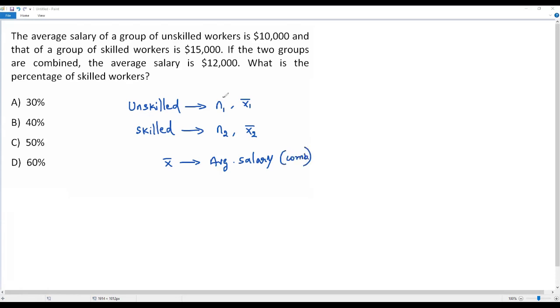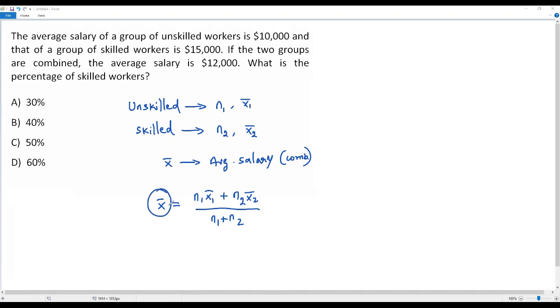Here we have the number of values and average of two groups. In that case, there is a formula to get the combined average X bar. Let me write the formula. X bar equals: multiply the number of values and average of the first group, then we get N1 times X1 bar, plus multiply the number of values and average of the second group, then we get N2 times X2 bar. It has to be divided by the total number of values in both the groups, that is N1 plus N2.